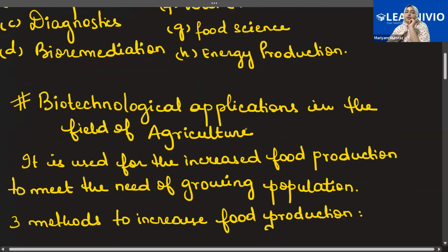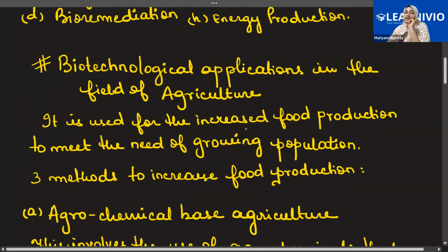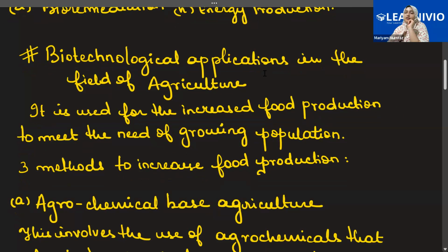Now, biotechnological applications in the field of agriculture. So now we know that the population is increasing day by day, right? And since the population is increasing, so is the need of land to live, so is the need of food to eat, clothes to wear, health services and everything. Everything is increased in demand. Now, in this chapter, since we're talking about agriculture, obviously we'll be going to talk about the food, right? Since the population is growing, the food requirement is also growing.